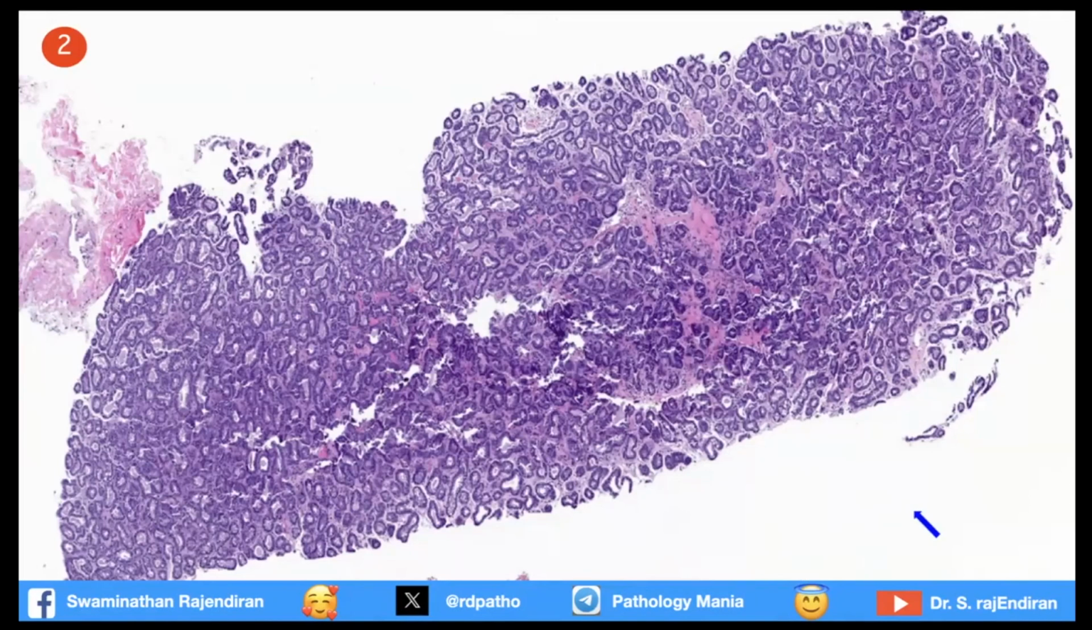The second lesion is again a very hypercellular lesion. It's very well circumscribed, and these are all made up of glands. So this is an epithelial lesion.